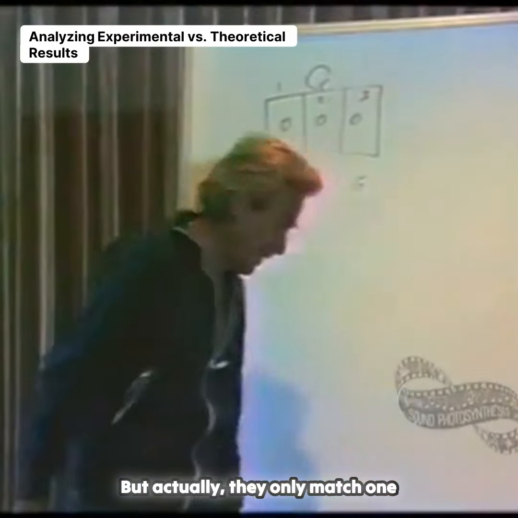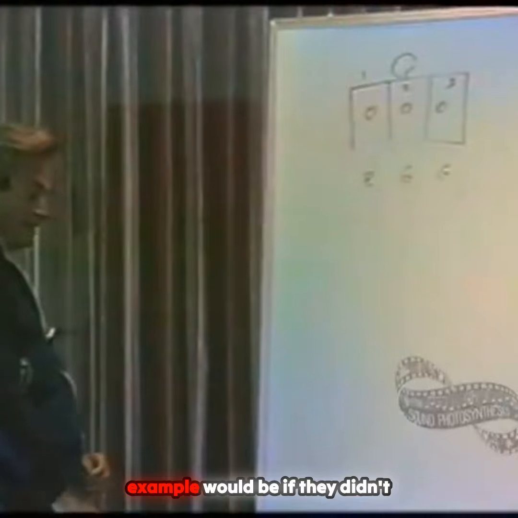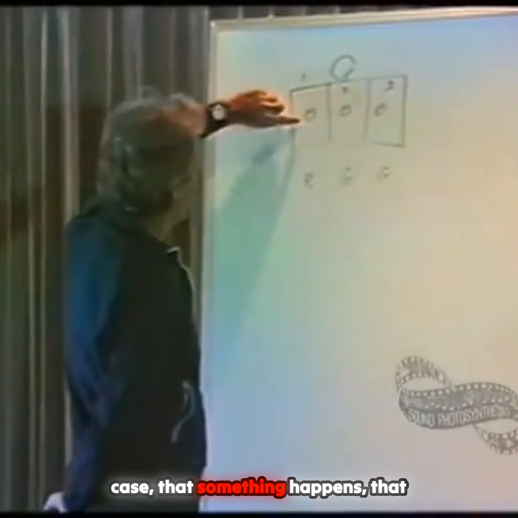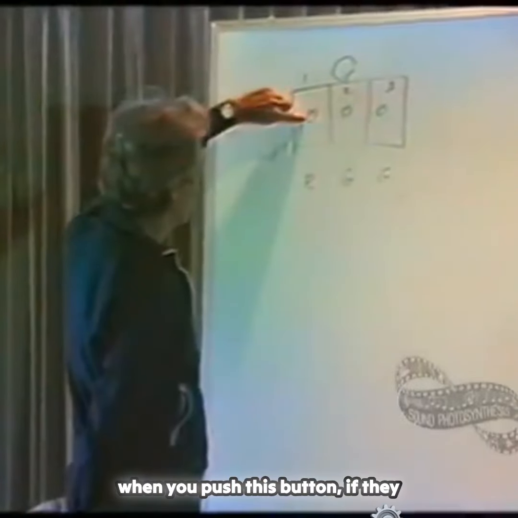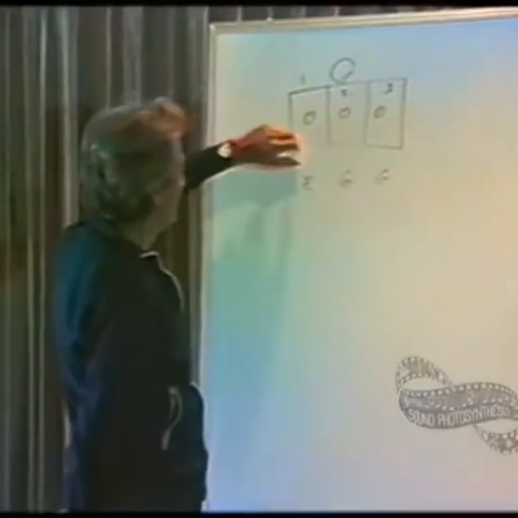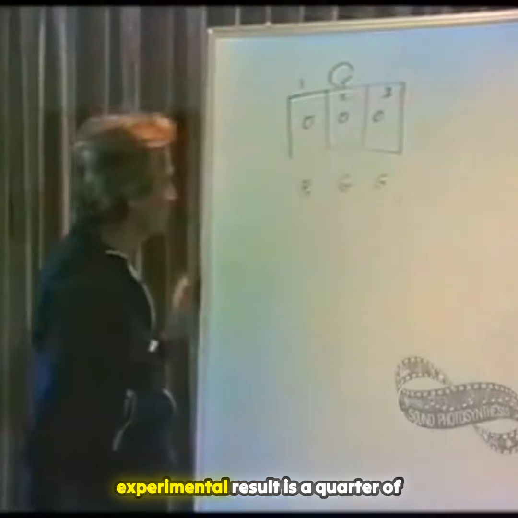But actually they only match 1/4 of the time. The easy example would be if they didn't match at all. Then you would have to say, sir, in either case, that something happens, that when you push this button, if they were red, green, green was a set that they would have made if I had pushed them, then when I push this one, I must change it somehow because the experimental result is 1/4 of the time.